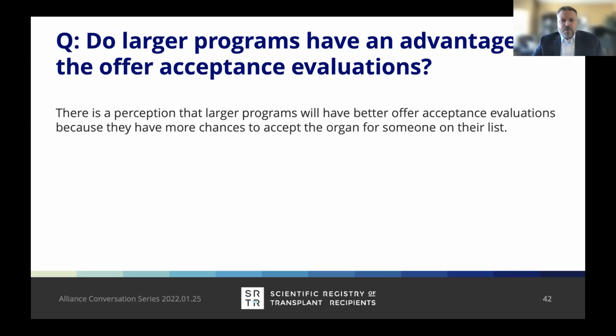I thought it was worth touching on one other FAQ we get about the offer acceptance evaluations, that this benefits large programs. Large programs have larger lists, more candidates. They might be more likely to accept an offer. It's important to remember that we're evaluating at the candidate level here, or the offer level. So we're not asking the question, did you take the organ for any candidate on your list? We're asking the question, did you take the offer for this specific candidate on your list?